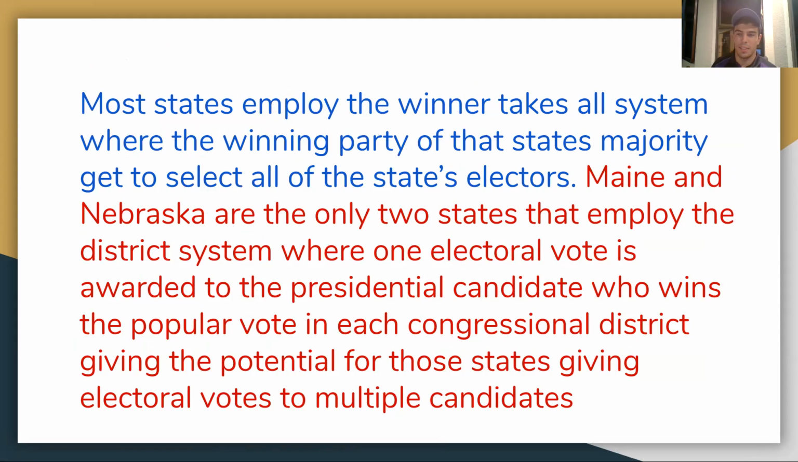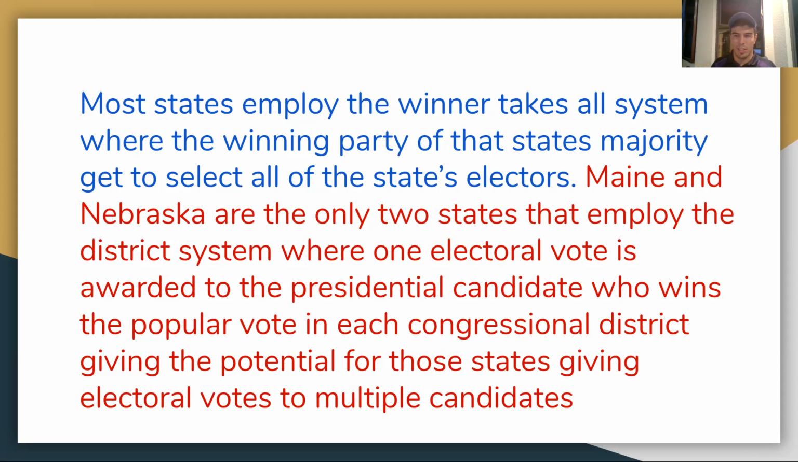given to multiple candidates. So in Maine, for instance, one district of the state could vote for candidate A, and the other one could vote for candidate B, and their votes would be split between them. So the election is generally divided by the states, but in these two states, it's divided one level further, into these districts. So they can award electoral votes to different candidates.